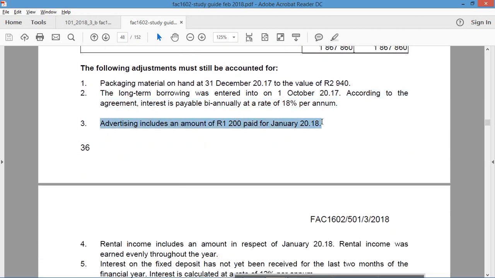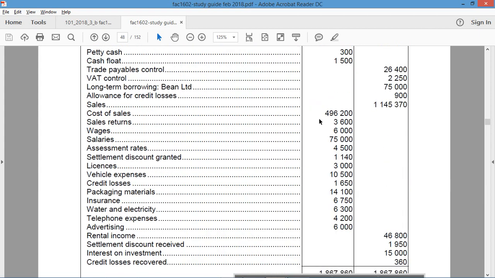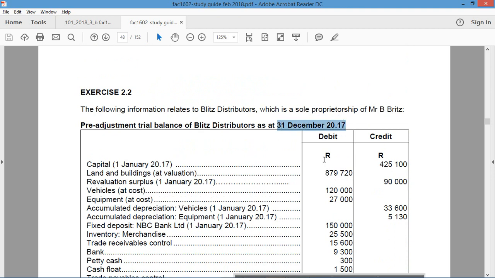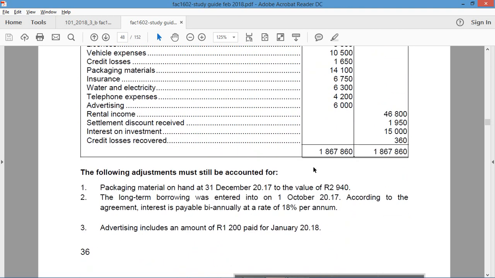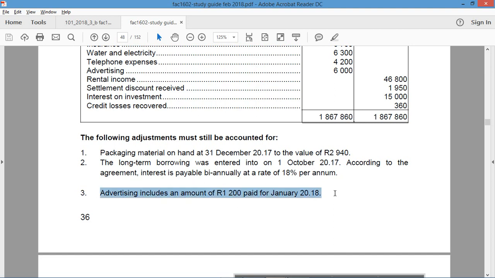Then I said advertising includes an amount paid. Because advertising is an expense, it's increased because you're still owing it. Not owing it, because it needs to be paid in January 2018. But when is January 2018? The following year. So it's still an obligation to pay. Where do you get the word obligation to pay? Because it says there it includes an amount paid. So when it's paid in advance, it's a prepaid expense. That's better. Now you've got it.